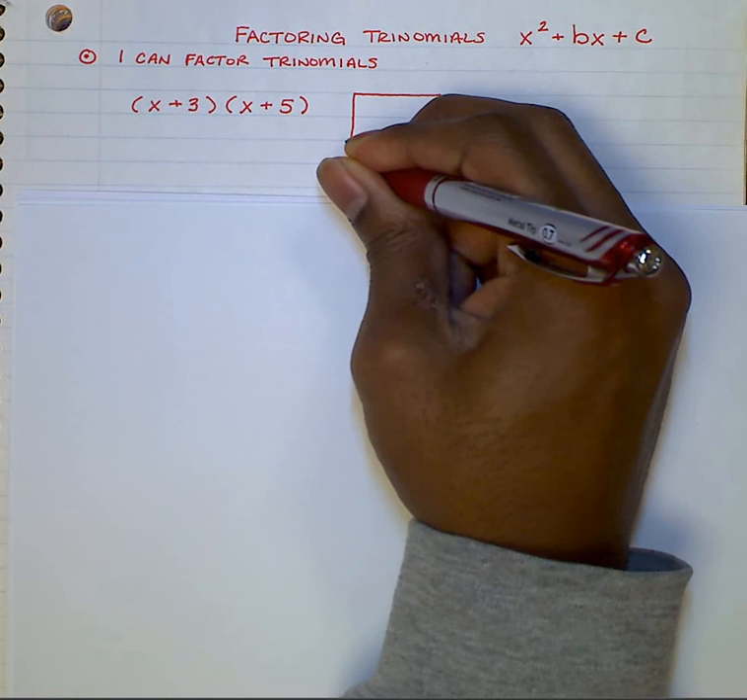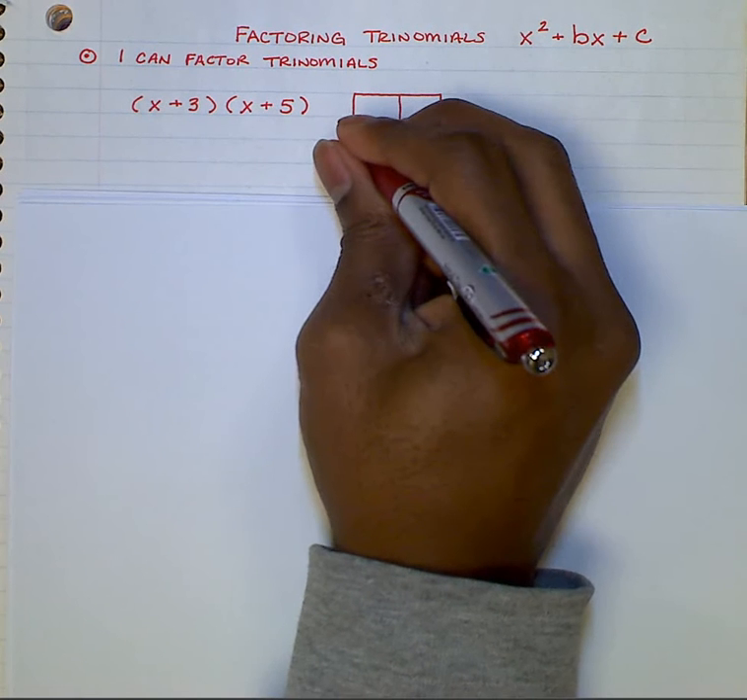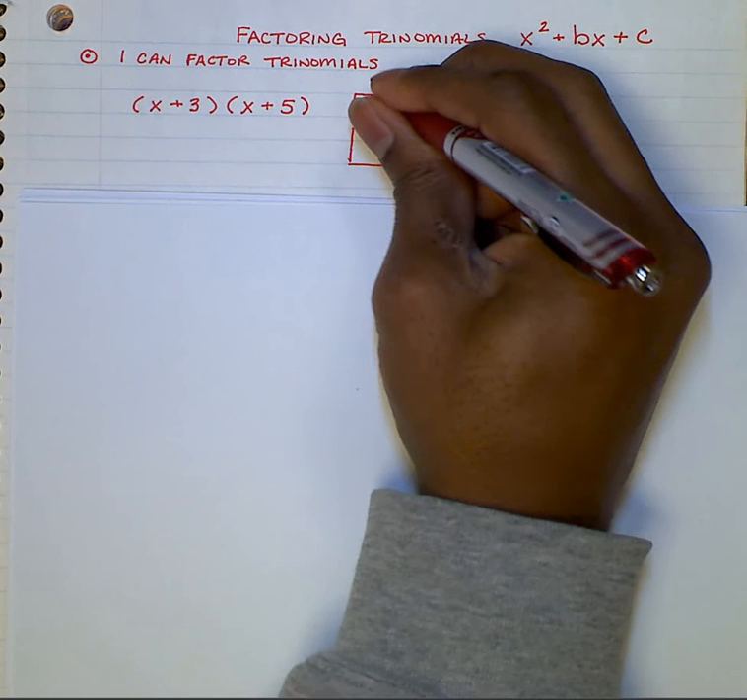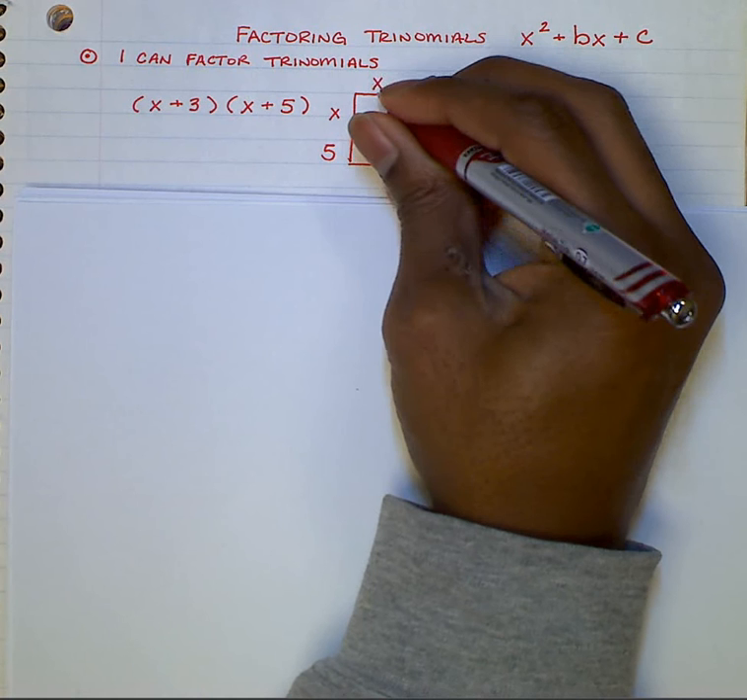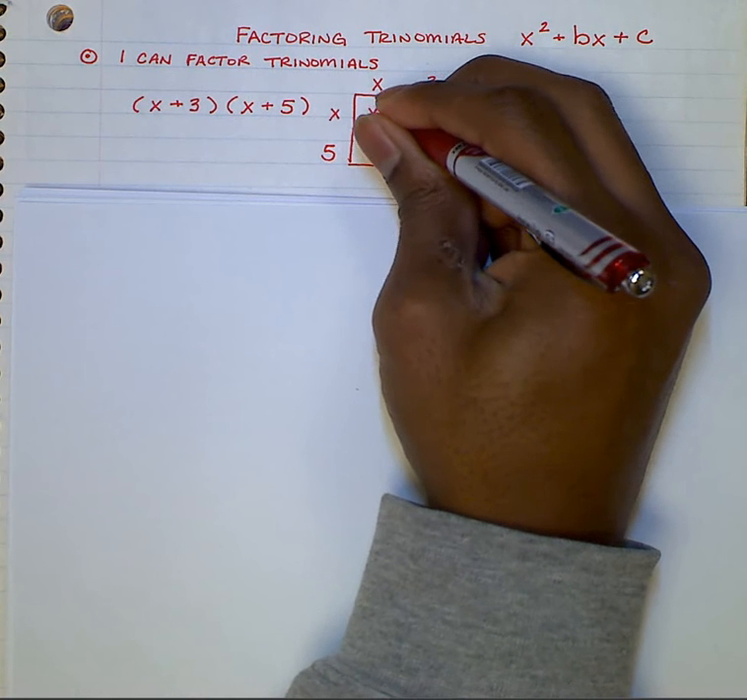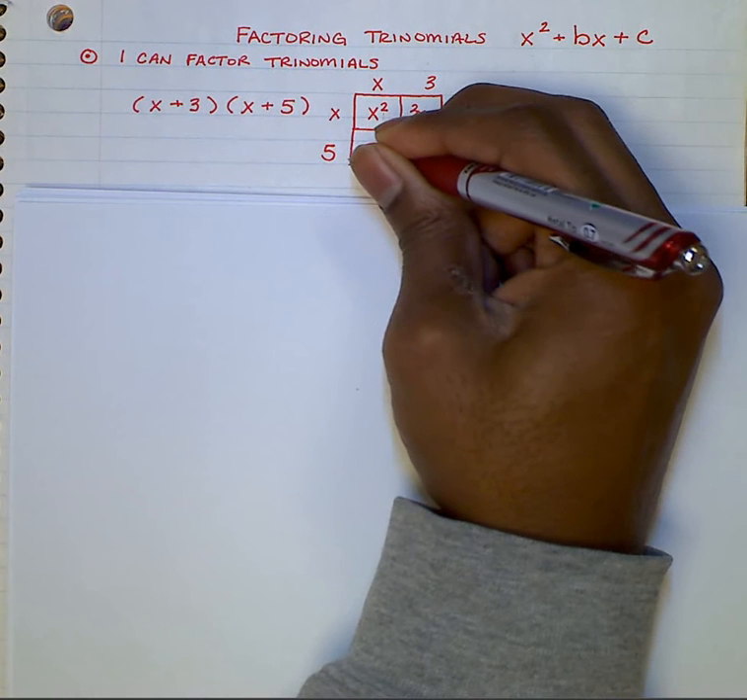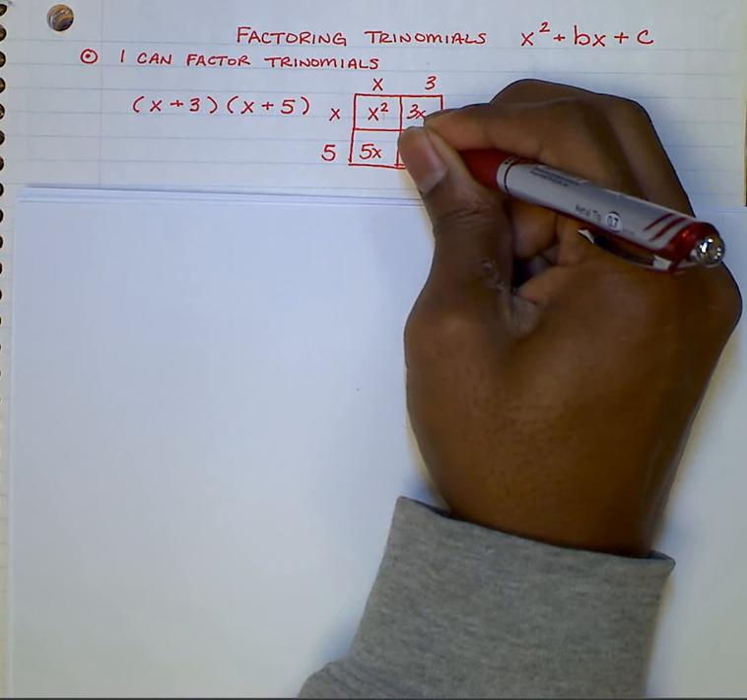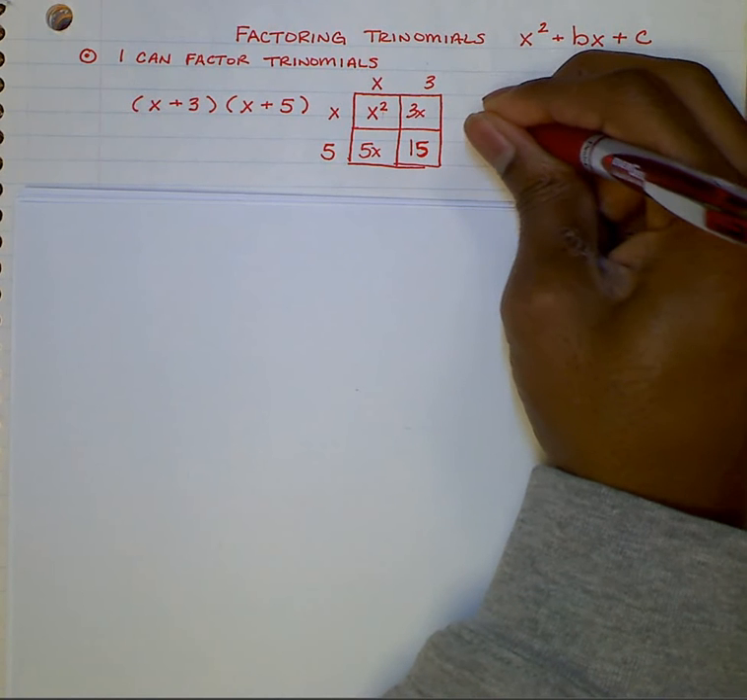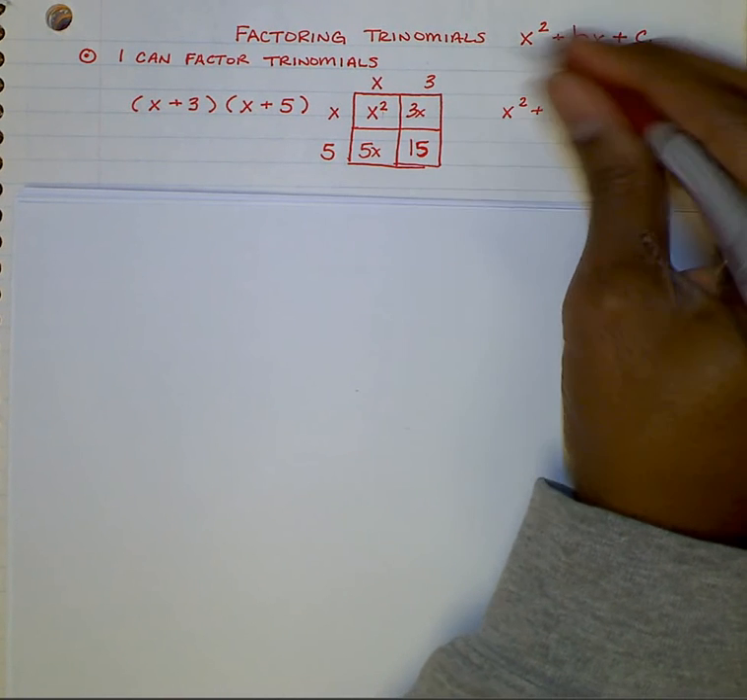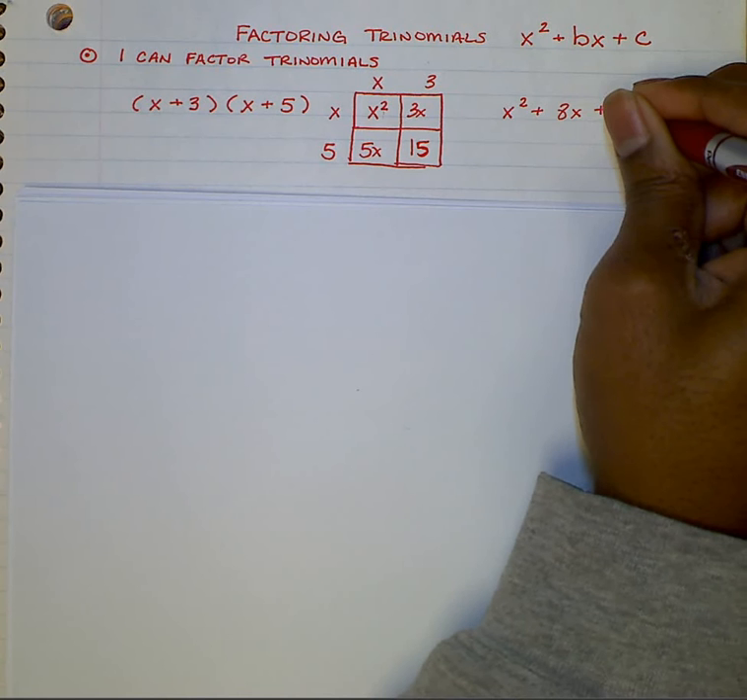So we can see our answer here. Alright, so we got a box. I have x, I have 3, I have x, I have 5. In each box I'm just going to write the products: 3x, 5x, 15. As we write this out, we have x squared. Combine our like terms, we have 8x. Here at the end we have 15.